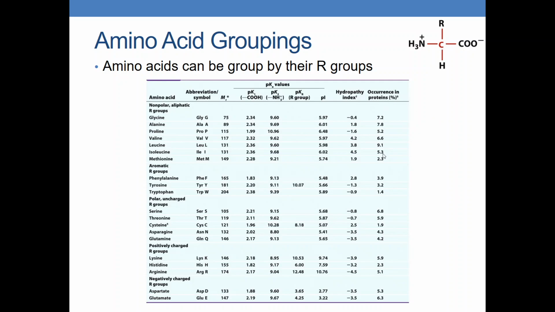And also occurrence in proteins. You'll find some amino acids occur with a much greater frequency than others. The least occurring amino acid is tryptophan, which occurs about 1.4% of the time. So some amino acids occur often, and when I say often, look at leucine here, 9.1%. That is the highest number here. So basically, when we talk about occurrence in proteins, we're really talking about a 1 to 10% frequency of occurrence.